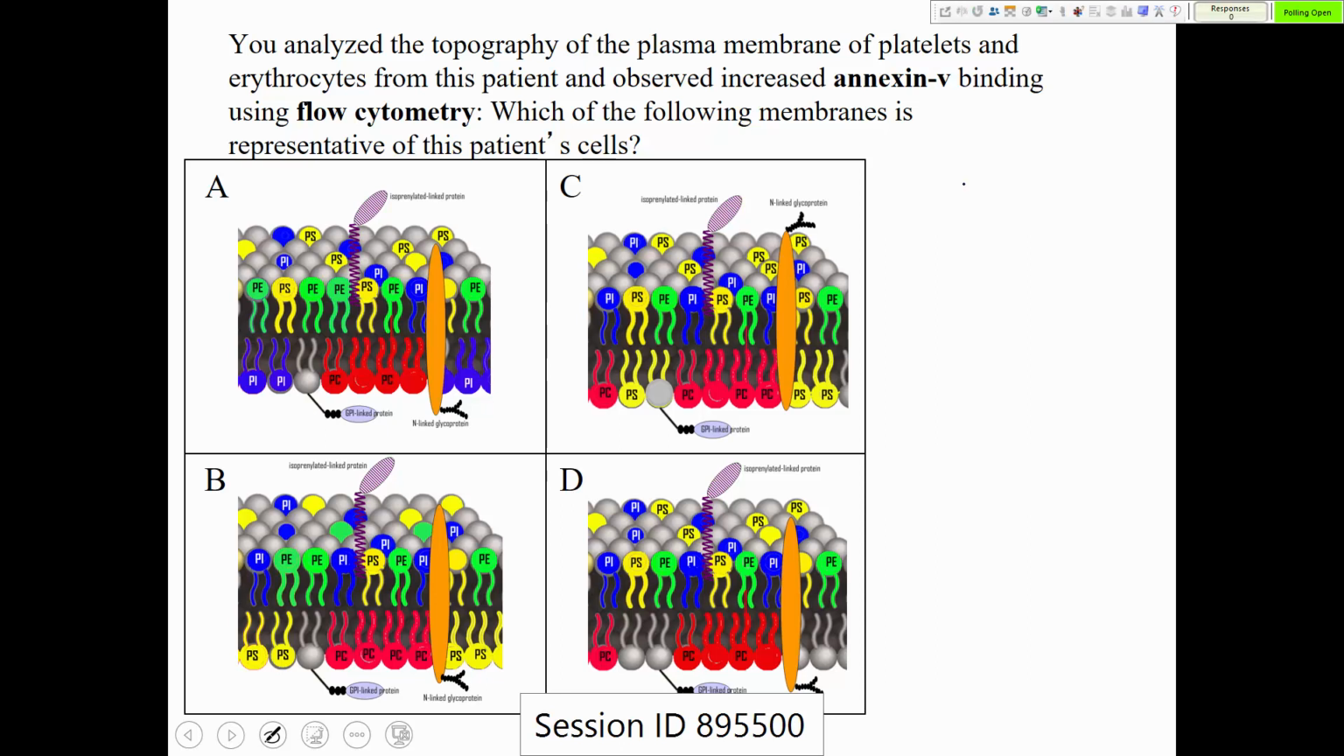You analyzed the topography of the plasma membrane of platelets and erythrocytes from this patient and observed increased annexin 5 binding using flow cytometry. Which of the following membranes is representative of this patient's cells? This is the polar. So you have A.